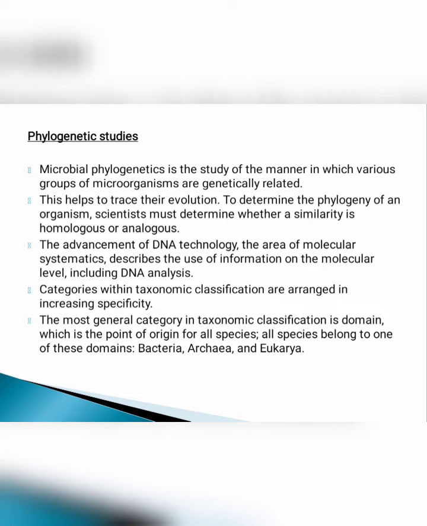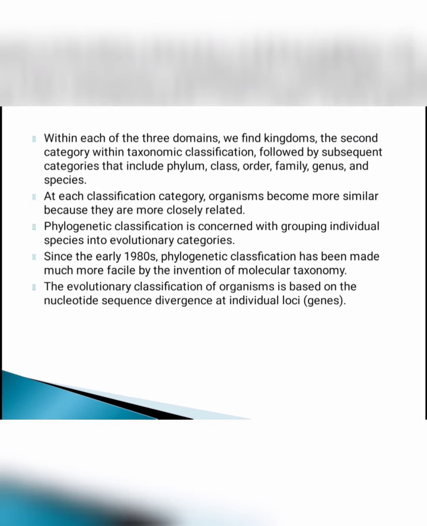So the categories within taxonomy classification are arranged in increasing specificity, and the most general category is a domain. It is a point of origin of all species, and all species belong to one of these domains, that is either bacteria, archaea or eukarya. In each of the three domains, we find kingdoms, the second category within taxonomy classification, followed by subsequent categories that include phylum, class, order, family, genus, and species.